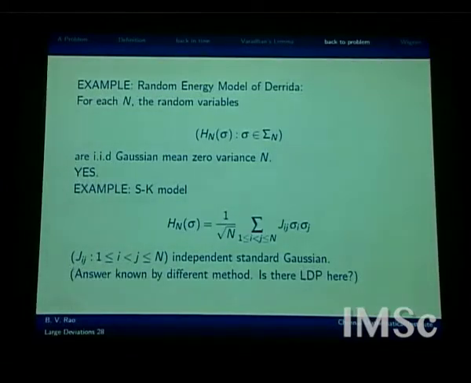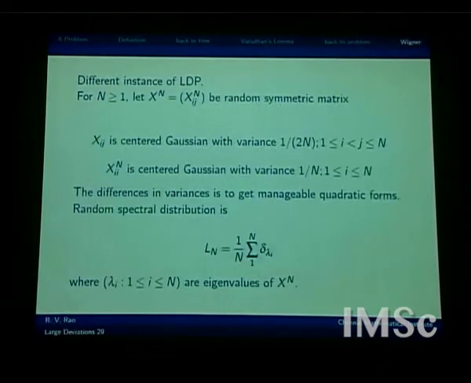Look at Hn(sigma) to be that. This is called the SK model, and here also the limit of 1 by n log Zn exists, but not by the method I have described to introduce the LDP. Not that there is no large deviation principle, possibly there is, that is what I wanted to say, but I have not been able to show it. So this is one example of what I called the ubiquity of large deviations.